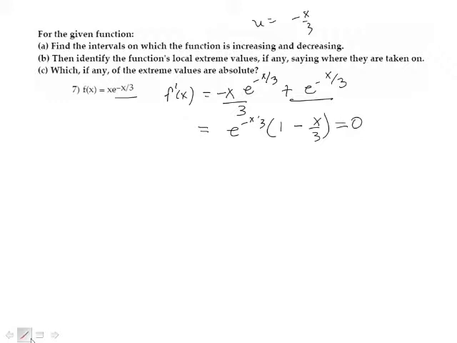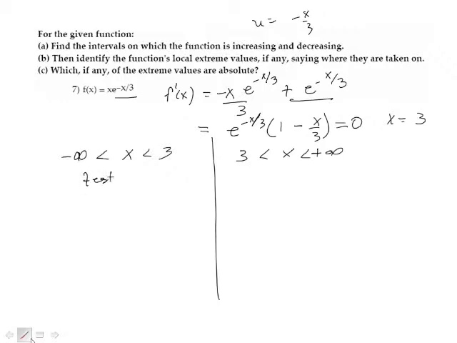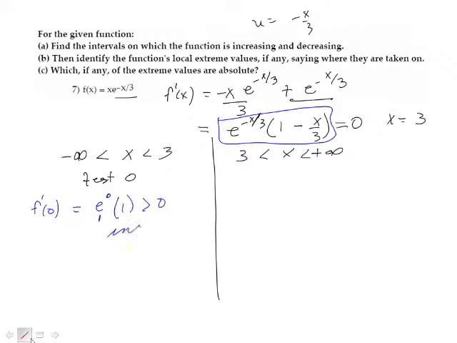This equals 0 only at x equals 3. So we divide the interval up between minus infinity and 3, and between 3 and plus infinity, and then test the derivative. We'll test 0, plugging 0 into the derivative. We get f prime at 0 is equal to e to the 0, which is 1, times 1. That's more than 0, so it's an increasing function.